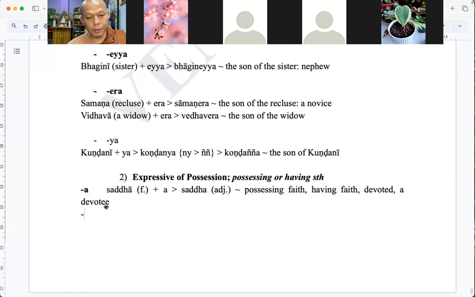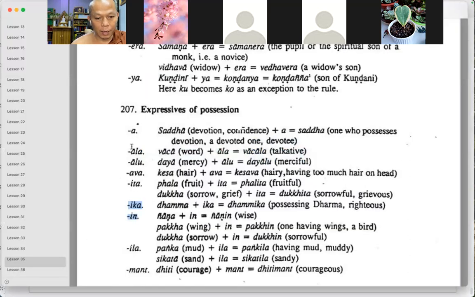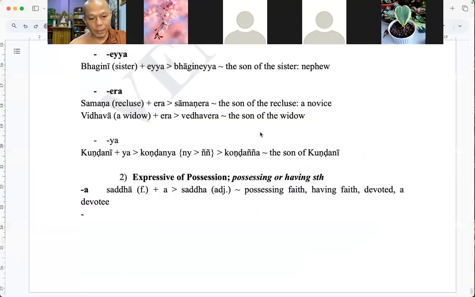And then the next suffix is the a suffix. So that is here you see, sada is one who possesses devotion. So actually, sada is devotion or confidence or faith. Yeah. The meaning of sada is devotion or confidence or faith or belief in this way, based on the context we can understand.